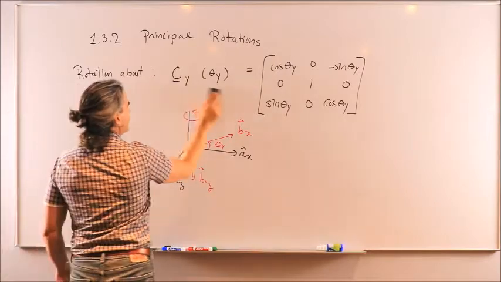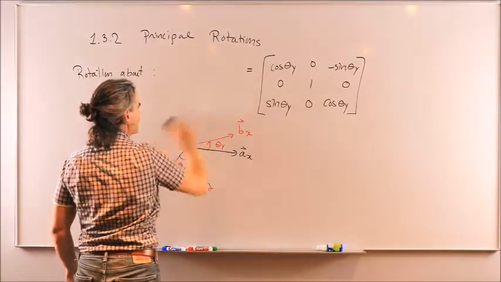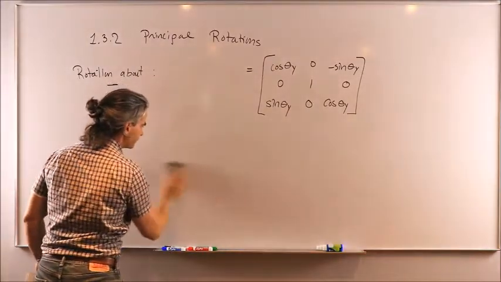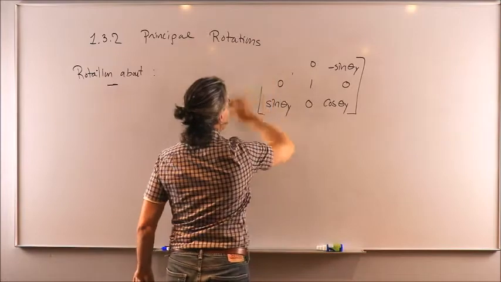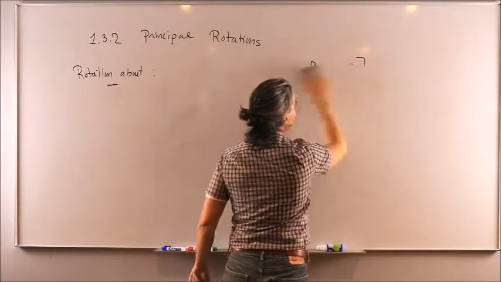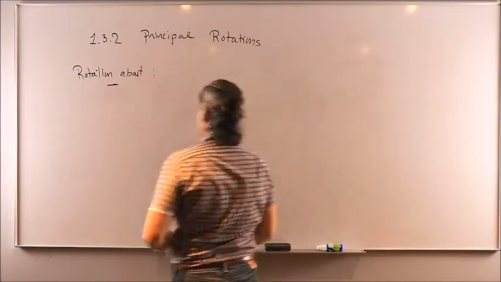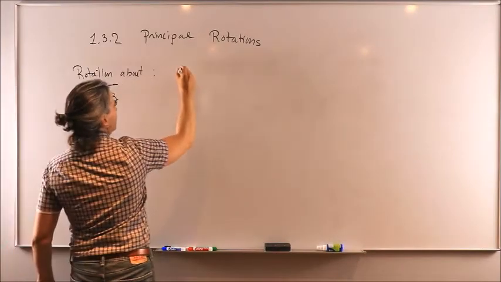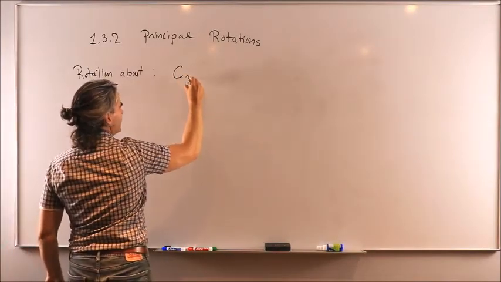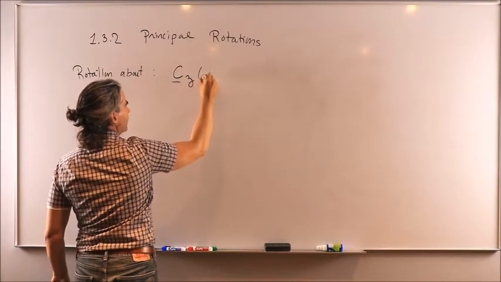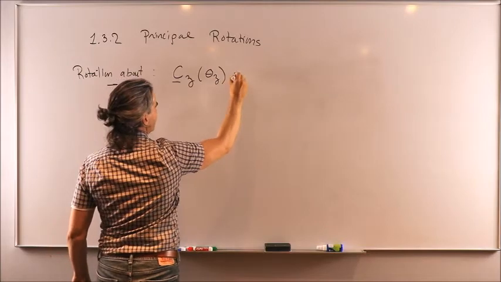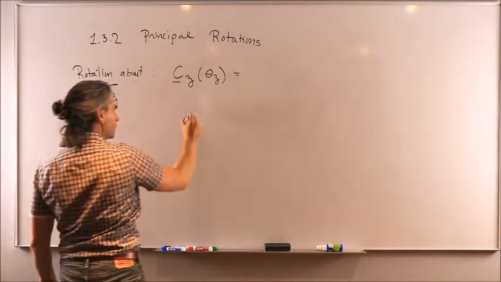And lastly, you're going to have a look at the third principal rotation that exists. And that is principal rotation about the z direction. And this one is denoted by CZ, function of an angle denoted theta z. So graphically, it would look something like this.